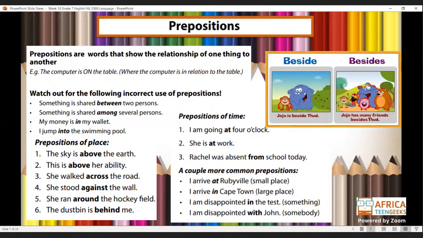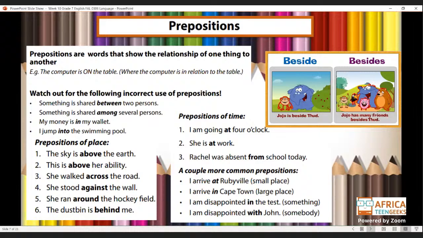Now, when you have prepositions of time, I know that sometimes there's confusion about when to use at and for, etcetera. What I would suggest is to say it out loud and see if it makes sense. So: I'm going at 4 o'clock. She is at work. Rachel was absent from school today. So those are your prepositions of time.